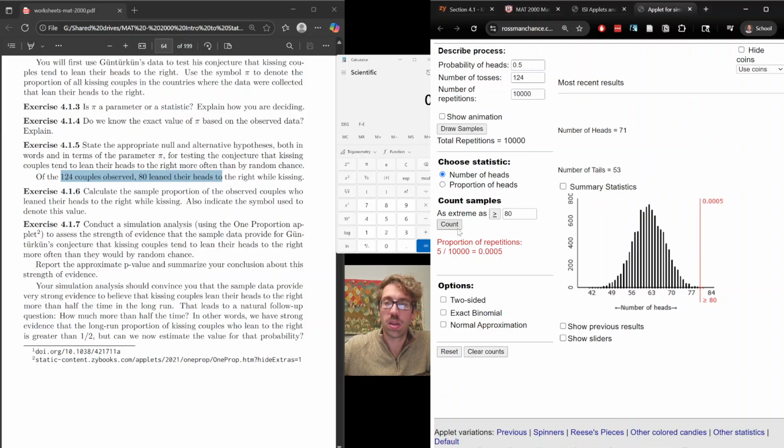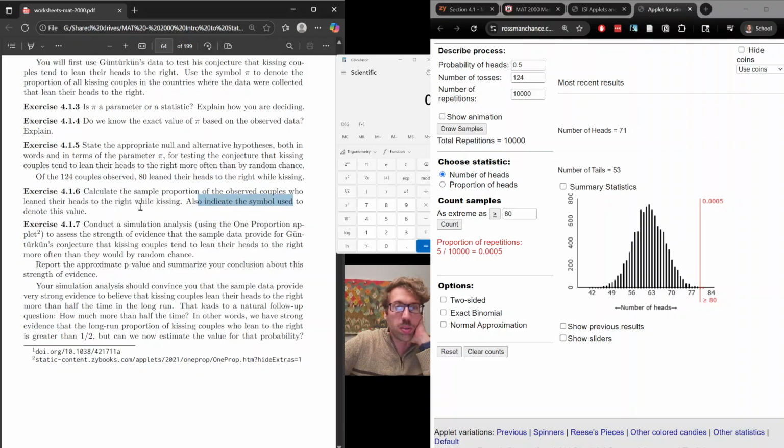And so, okay. This is going to be somewhat random. Mine might be a little different from yours. And that's how you would do that. Okay. So make sure for number 6 to use the correct symbol to note the value.